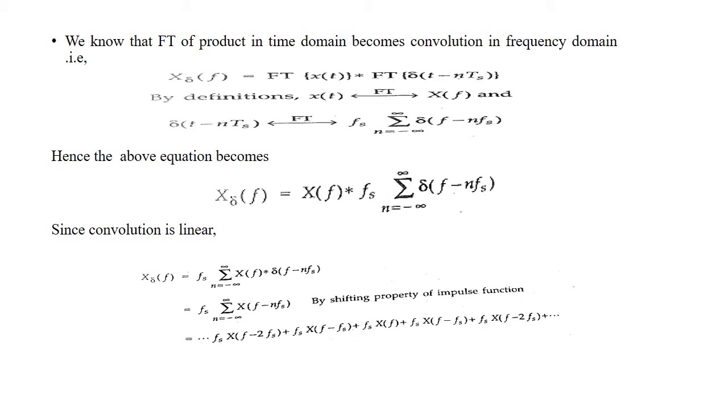So the convolution is linear. So X_δ(f) = Fs summation n = -∞ to ∞ of X(f) convolved with δ(f - nFs). By the shifting property, the impulse function gives Fs summation n = -∞ to ∞ of X(f - nFs). That is, Fs X(f - 2Fs) + Fs X(f - Fs) + Fs X(f) + Fs X(f + Fs) + Fs X(f + 2Fs), and so on.